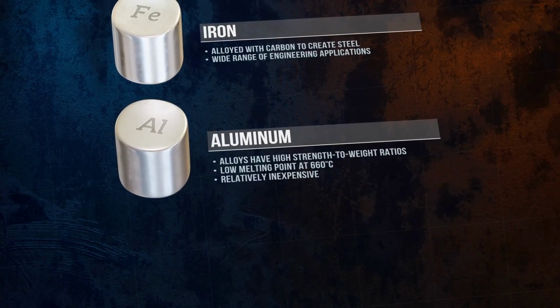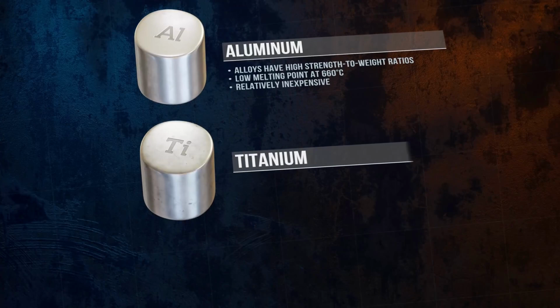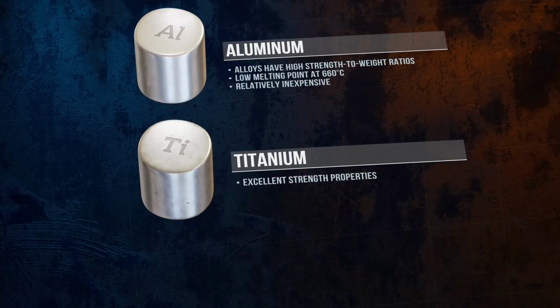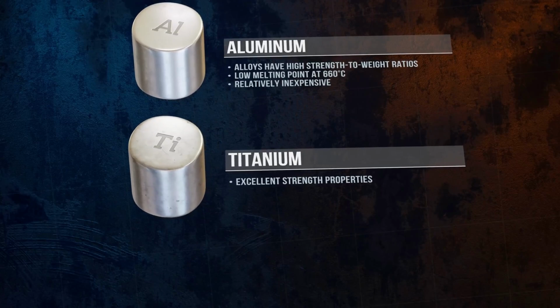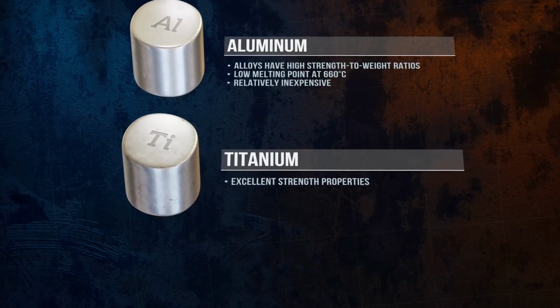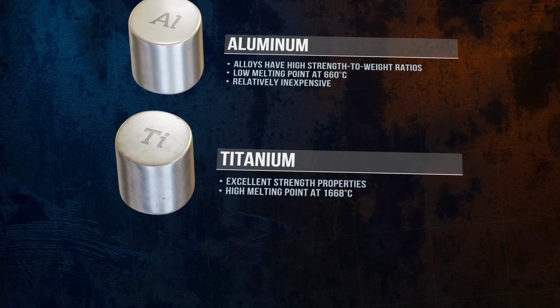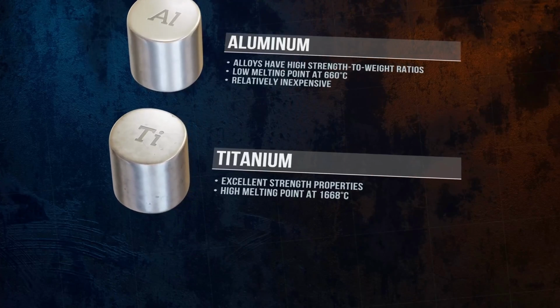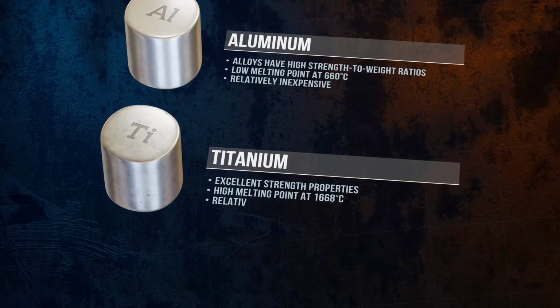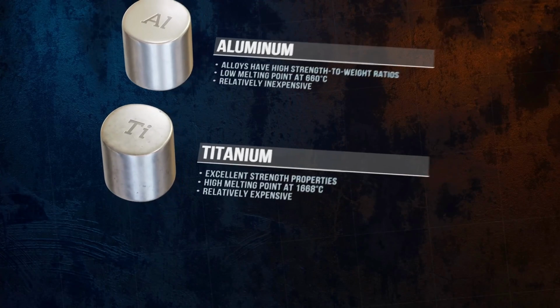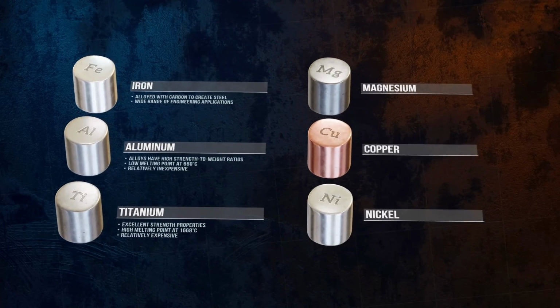Like aluminum, titanium has excellent strength-to-weight properties, although it is even stronger, making it a popular choice for aerospace applications. Its high melting point makes it suitable for applications at high temperatures, but makes processing more difficult. It's also much more expensive than aluminum. Other important metals include magnesium, copper, and nickel.